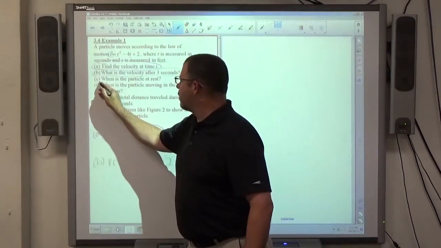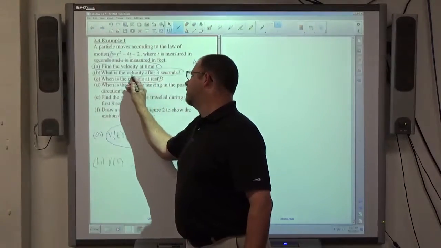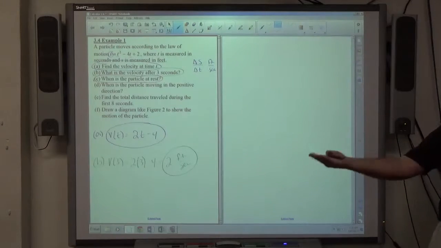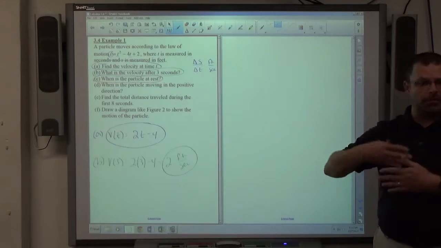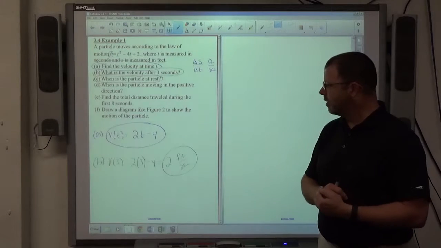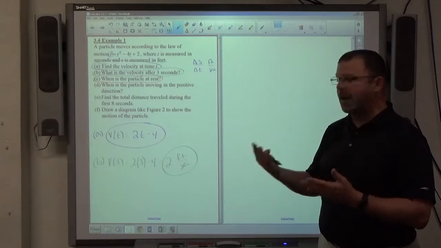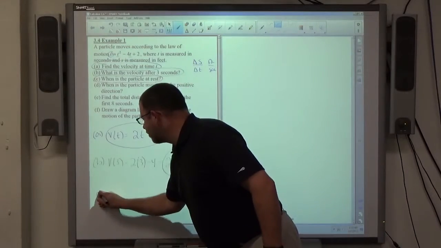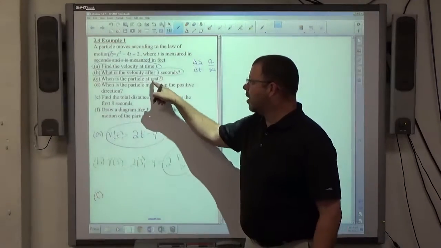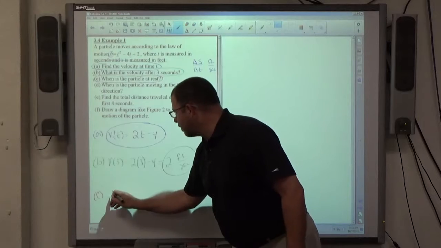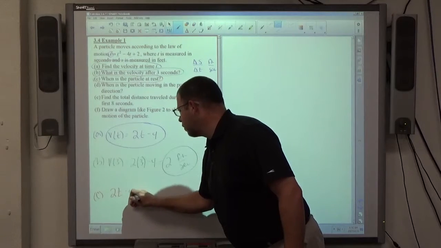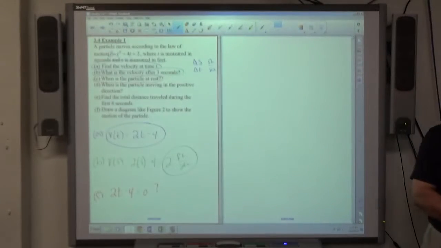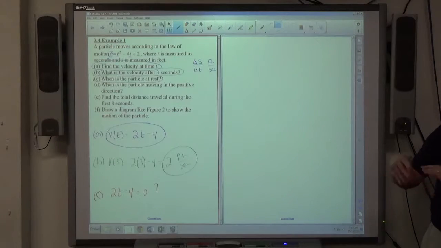When is the particle at rest? What does rest mean? Not moving. Velocity equals 0. We have a position and a velocity function, so we need to be accurate about what we're talking about. At rest means not moving, so not moving means velocity equals 0. To answer when the particle is not moving, it's simply when does the velocity function 2t minus 4 equal 0. When t equals 2 is going to be the answer.